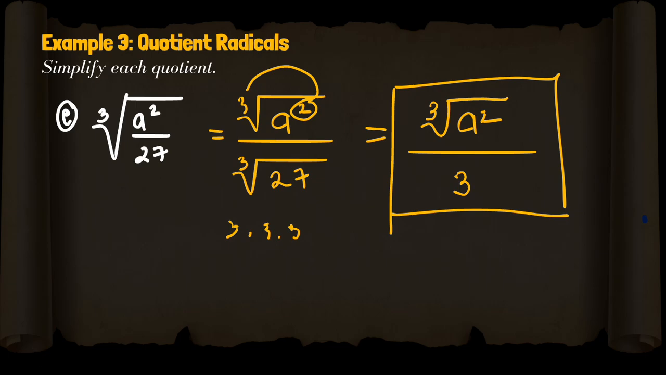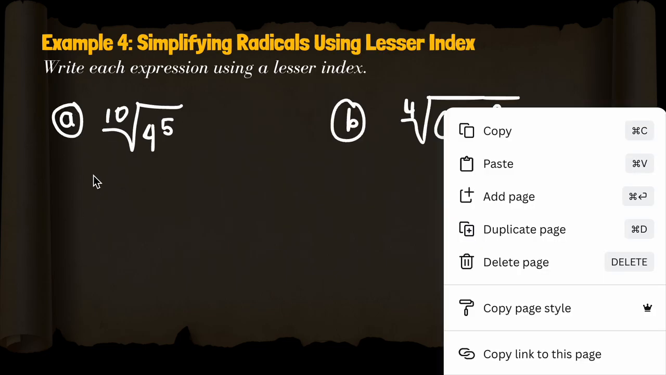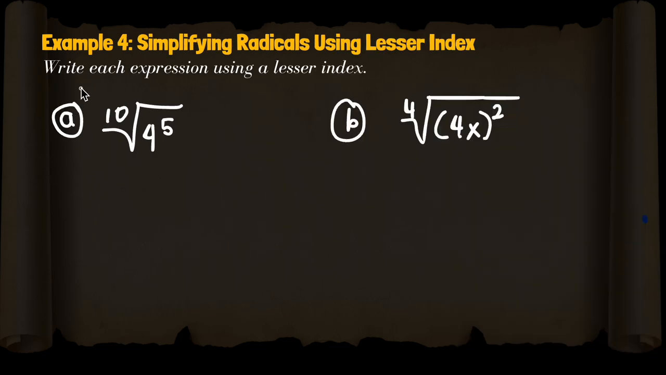Okay, so next up, we have example number 4. In this example number 4, we have to simplify radicals using lesser index. So how can we do that? Dito, kailangan isulat ang bawat expression as a lesser index. So, papalitin natin tong index na to. We have 10th root of 4 raised to 5. We can write it as 4 raised to 5 over 10, right? Ganito yung fraction format na nasanay tayo. Okay? So, kinonvert lang natin siya as exponential form.